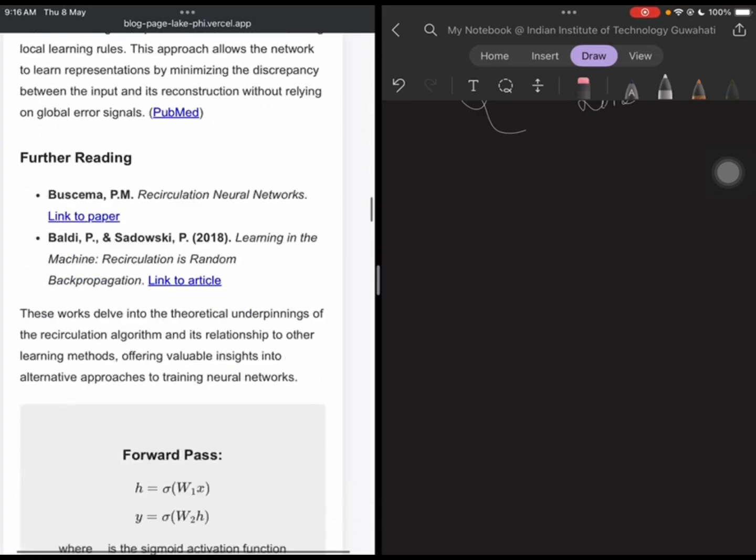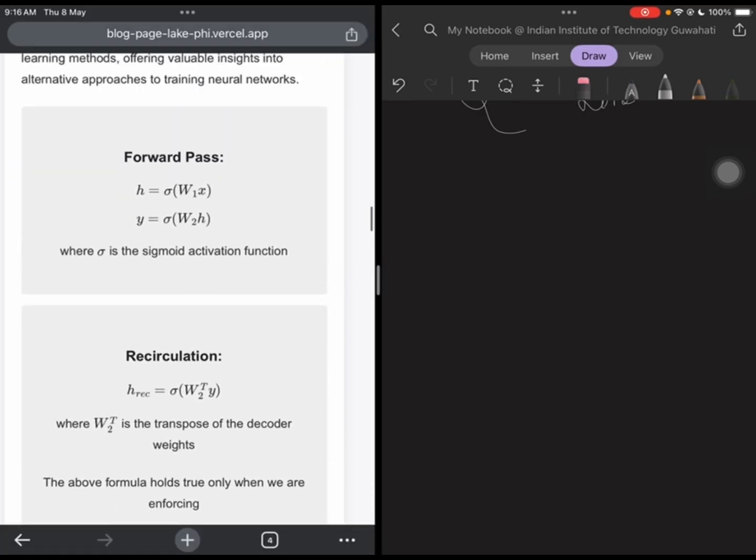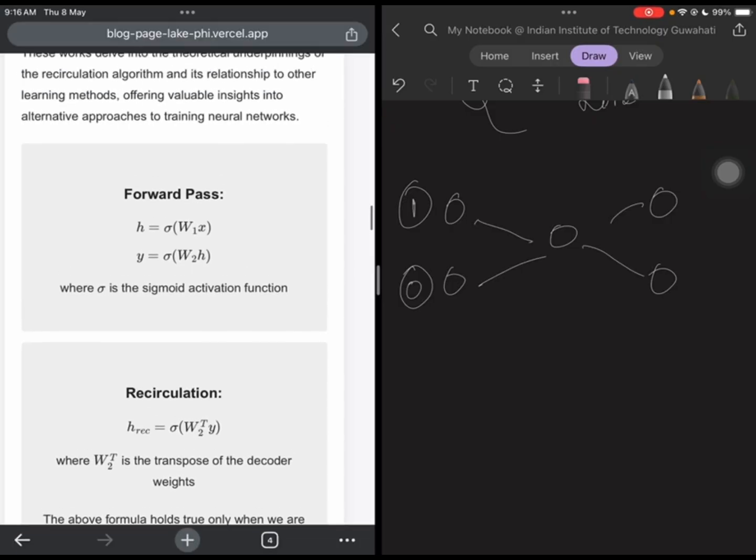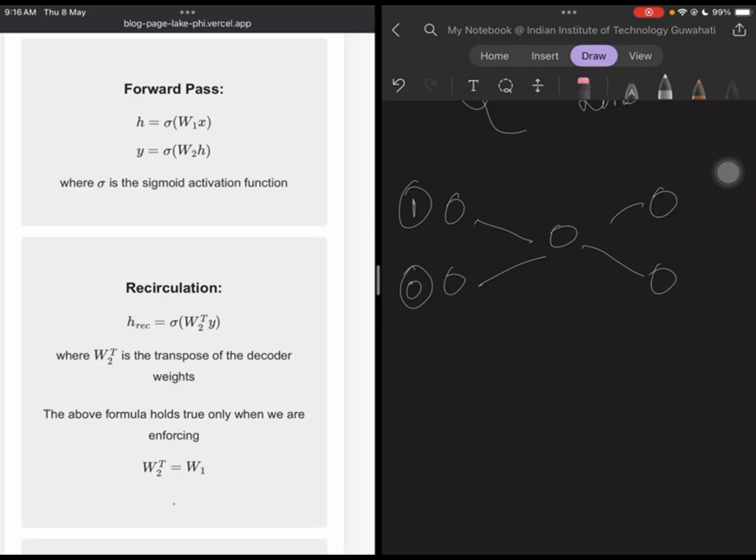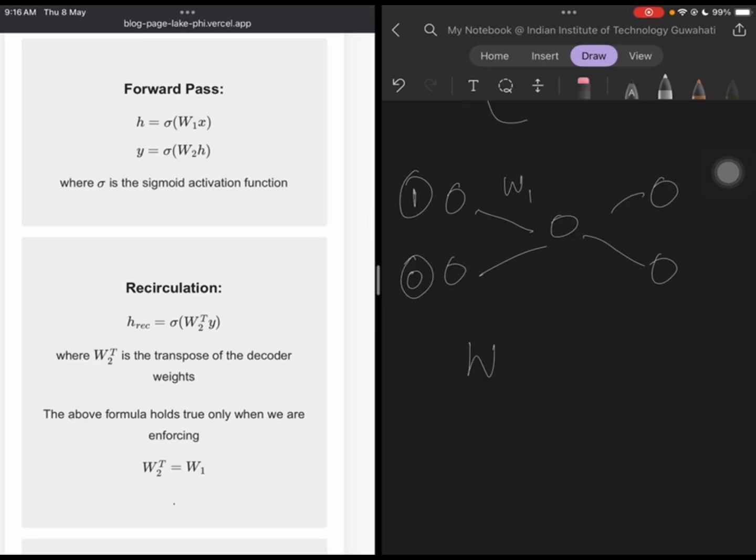So suppose I take a simple example and I feed in the values. The thing is that we do a forward pass and recirculate. Here one thing I would like to add is that we are enforcing W1 is W2 transpose and W2 is W1 transpose, because both are orthogonal to each other, like the normal autoencoder type of setup. So the idea is we will first predict the output, and then we will recirculate the output to reconstruct the thing and take the difference.